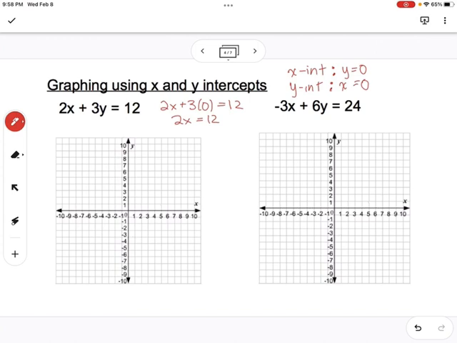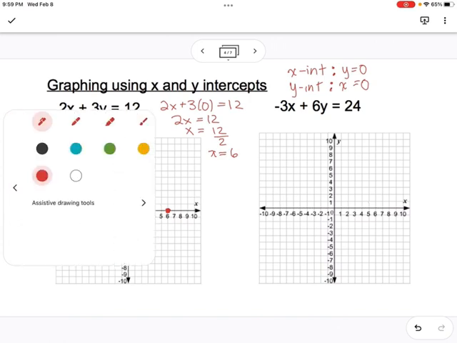And getting x by itself, we need to get rid of the multiplying by 2, bring it to the other side, we divide. So x equals 12 divided by 2, which means our x is 6. So that gives us an x-intercept at 6. We can put that point on the graph right there.